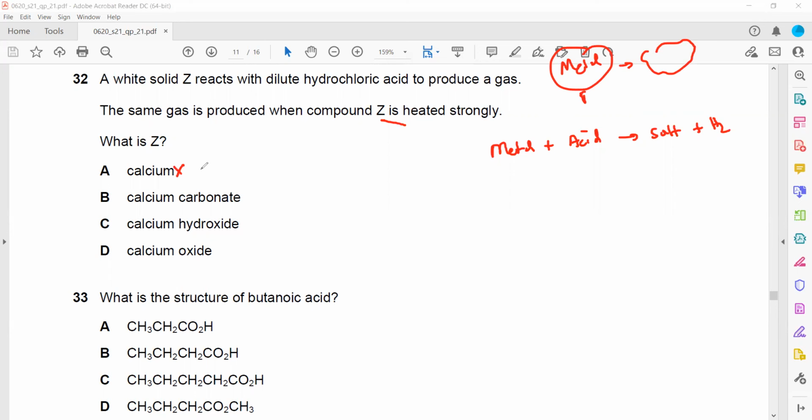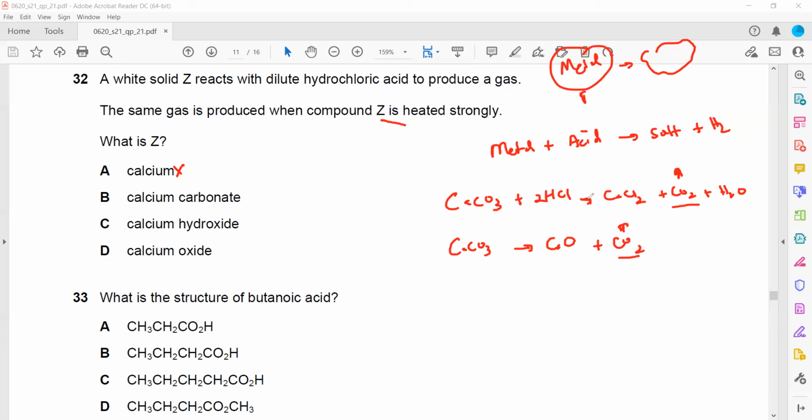Then if Z was calcium carbonate, when calcium carbonate reacts with hydrochloric acid, it gives calcium chloride plus carbon dioxide plus water. So carbon dioxide gas is given off. And if we thermally decompose calcium carbonate, it gives calcium oxide and carbon dioxide.